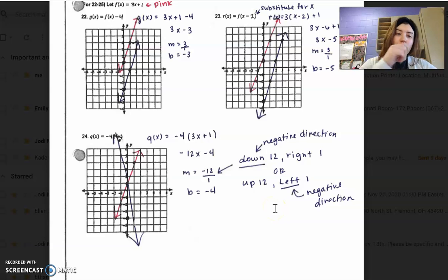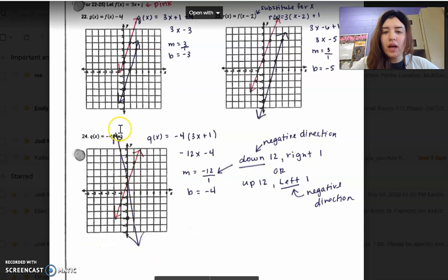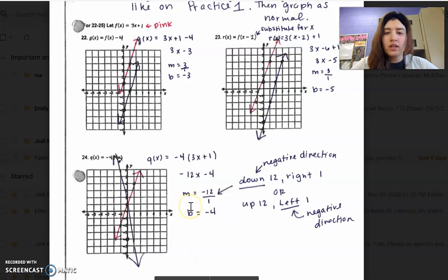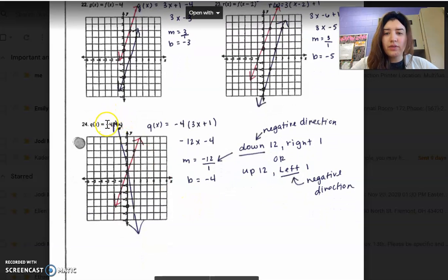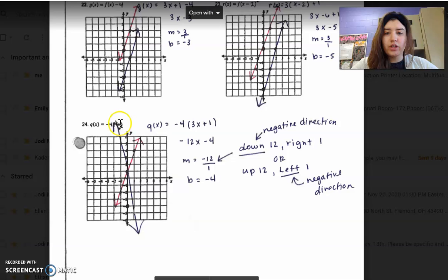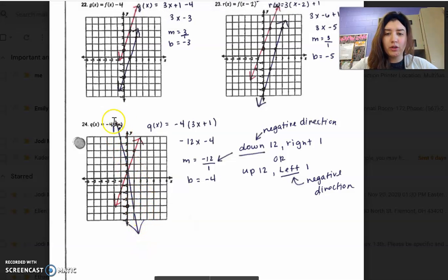As long as one of those numbers, whether it's rise or run, is in a negative direction, then you'll have the correct slope. So I went up 12 and left 1. You can go down 12 and right 1. Either one is correct. As you can see, our negative sign did that reflection rule. It flipped our line in the opposite direction. And then the 4 stretched it. Stretched it to be much wider.